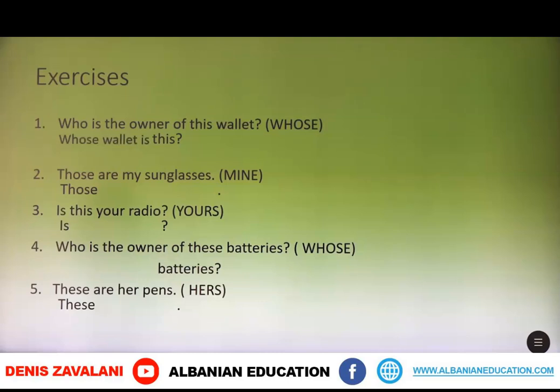The second, those are my sunglasses. Using mine, can we create the sentence? Those sunglasses are mine. Next one, is this your radio? Using the pronoun yours. Is this radio yours? Fourth one, who is the owner of these batteries? It can also be whose are these batteries?